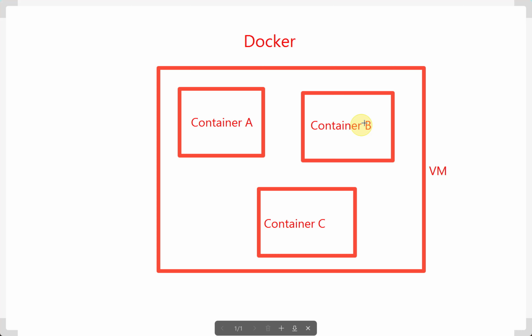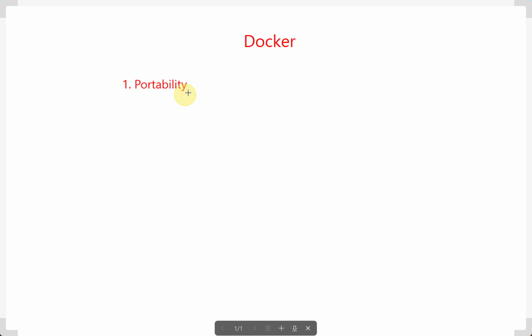So let's see some key features of containers. The first one is portability. Containers consist of code, dependencies, config files, everything, right? That means they can be easily moved across different environments without worrying about any compatibility issues. That is nothing but portability.